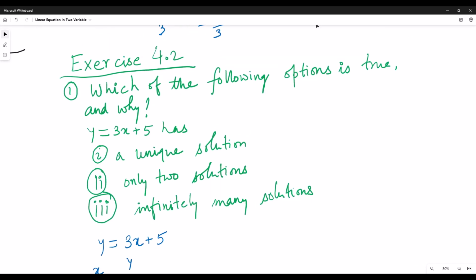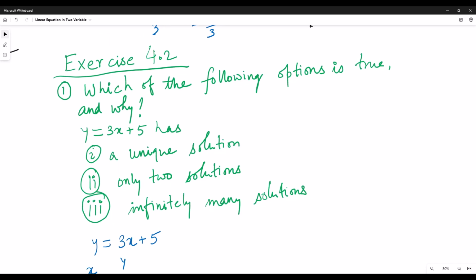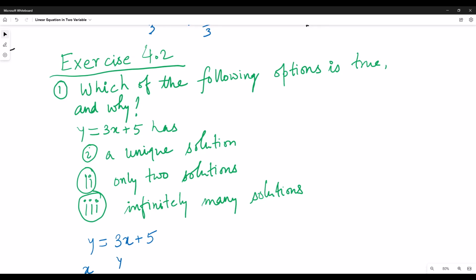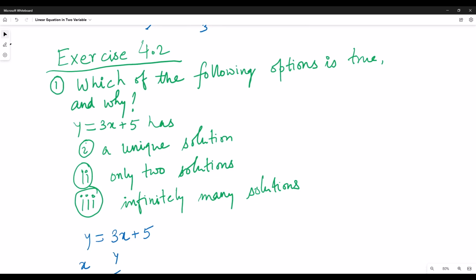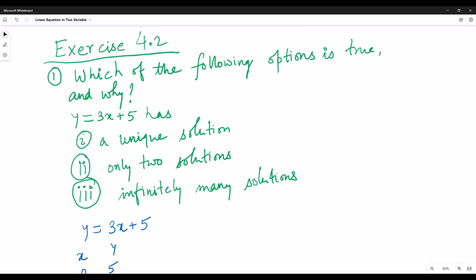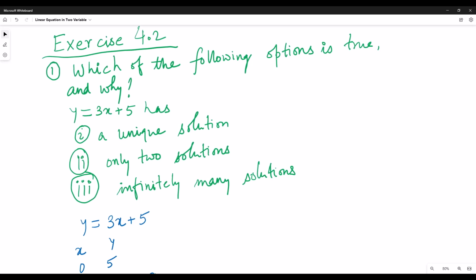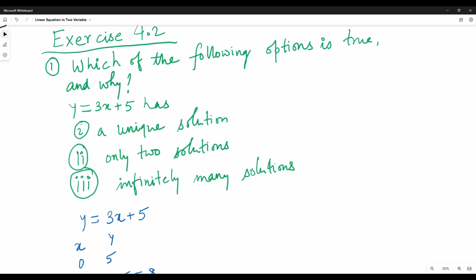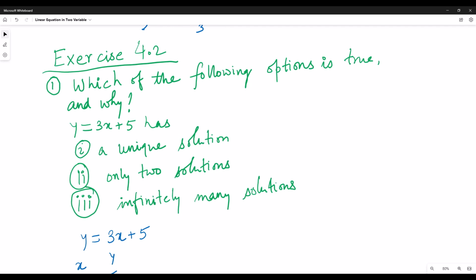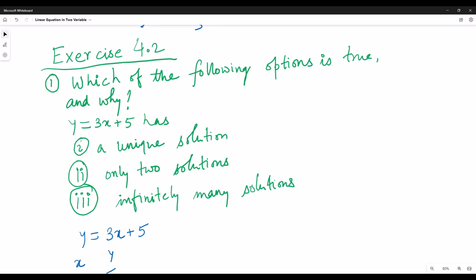So we have come to the second exercise. Solve it and come back here. Which of the following options is true and why? y equals 3x plus 5 has a unique solution, only two solutions, or infinitely many solutions.